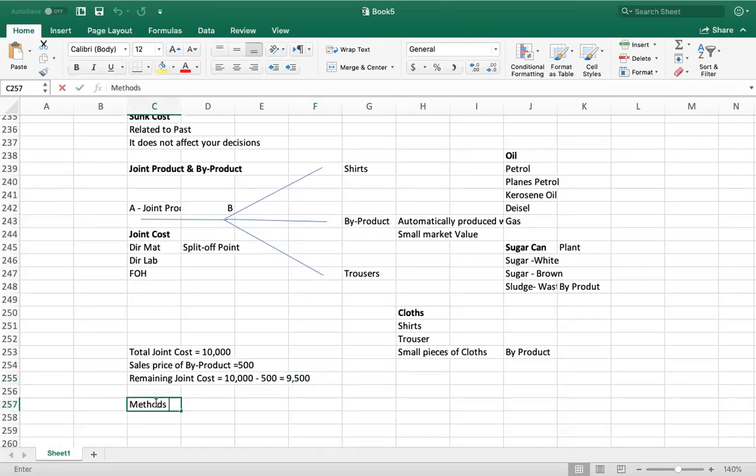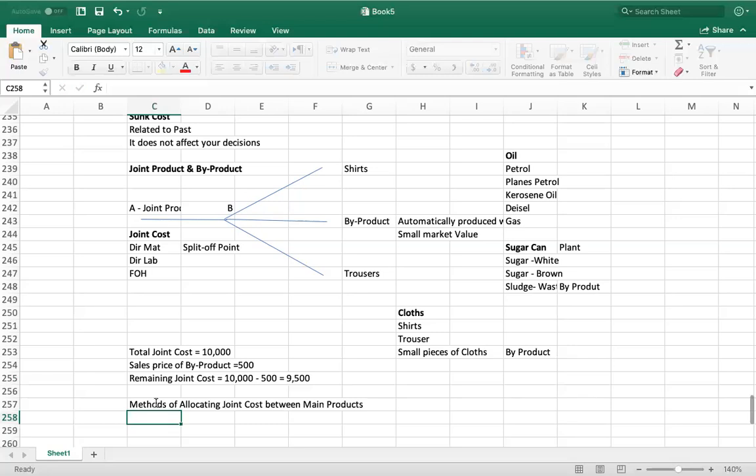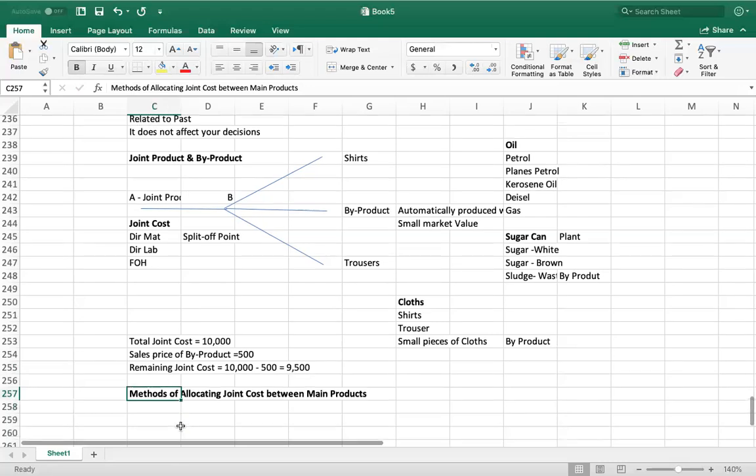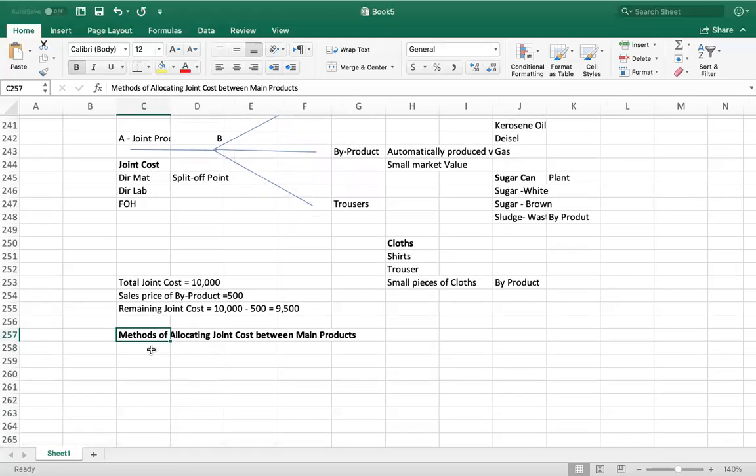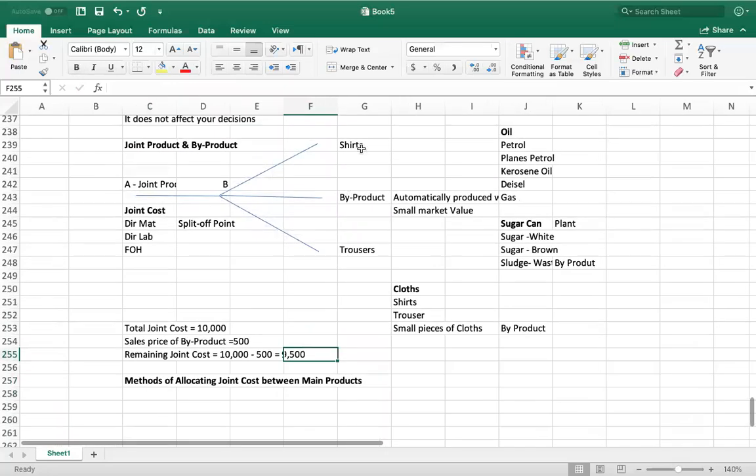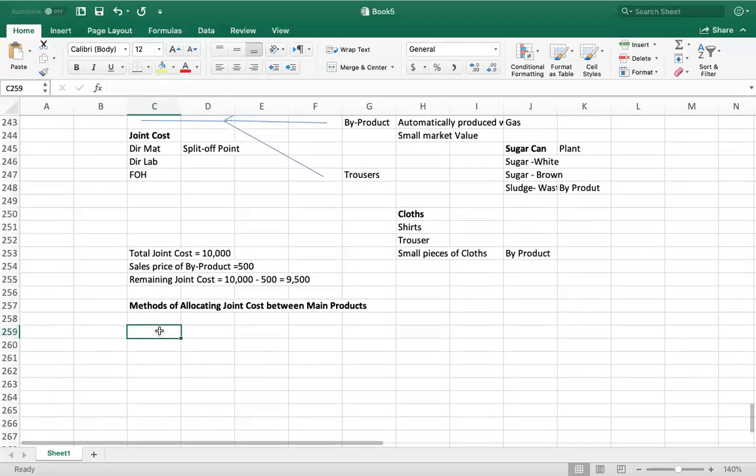Methods of allocating joint cost between products. So this is the basic topic. This is a little bit technical, with a few more calculations. We will discuss how we allocate this 9,500 remaining joint cost between the main products. We have two main products, for example: one is shirt and the second one is trouser. So let's assume some numbers.